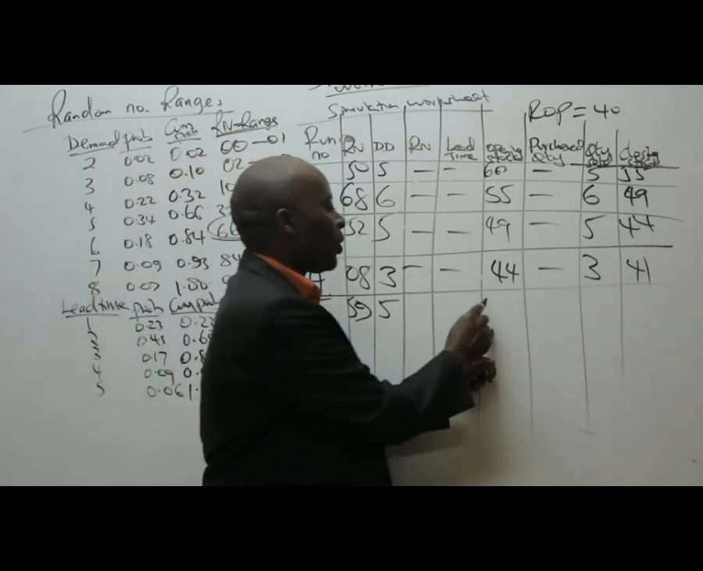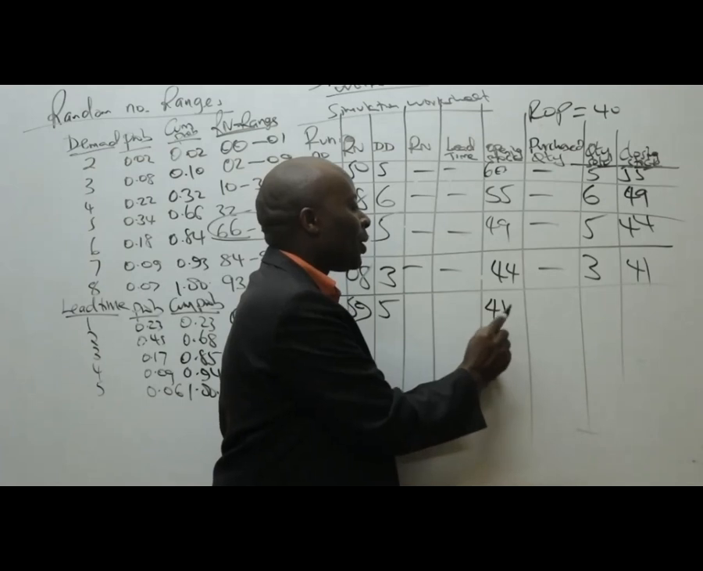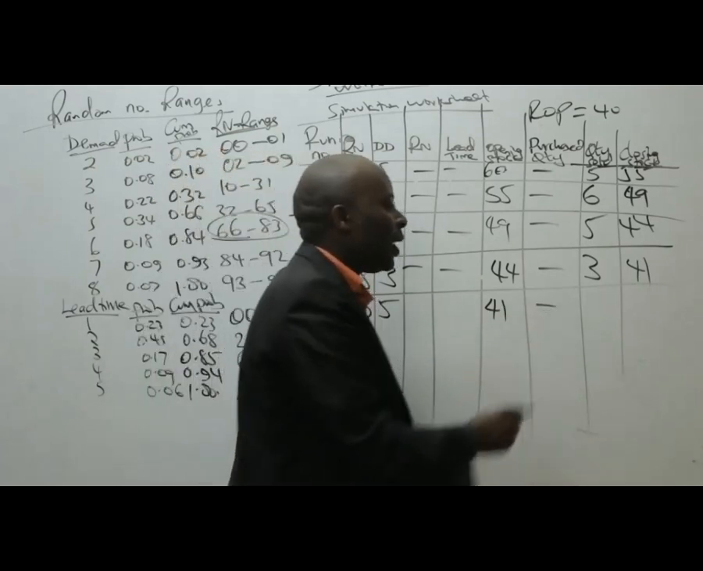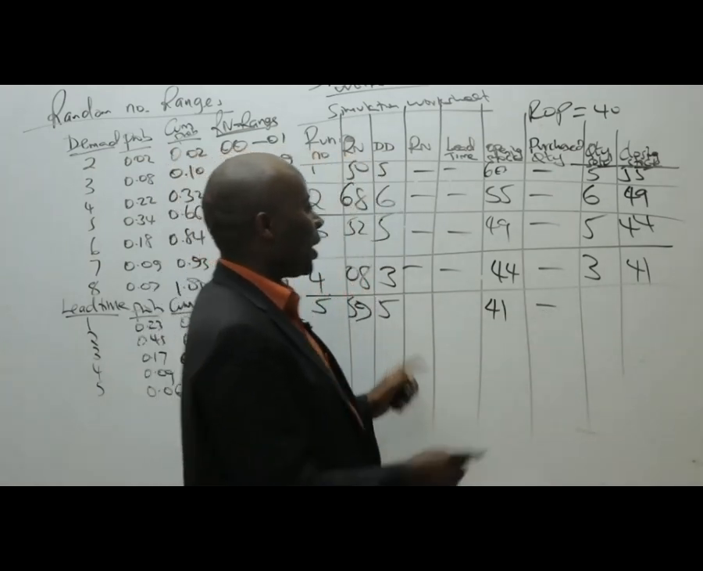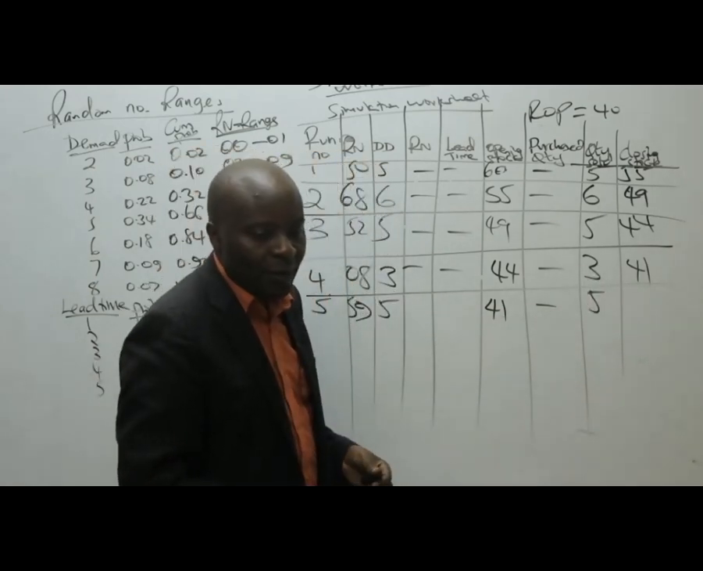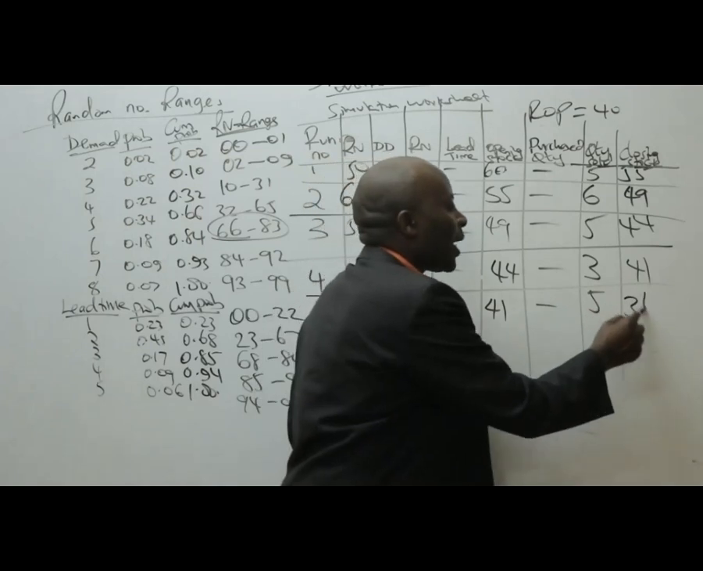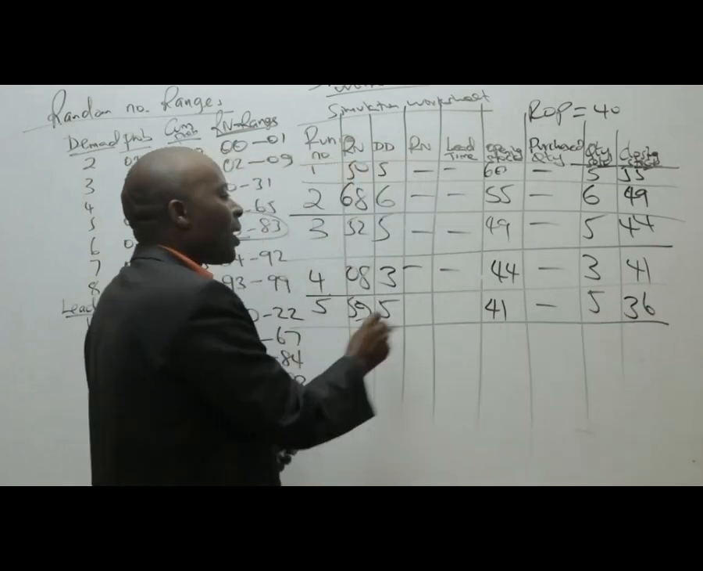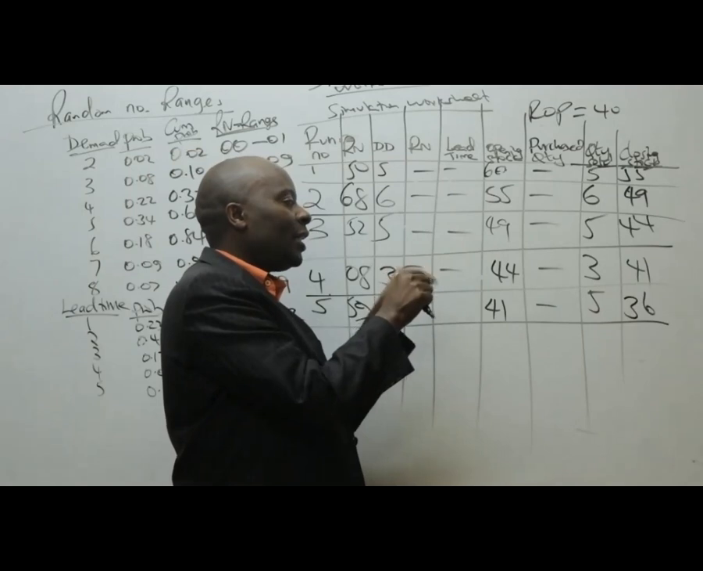So in this case here, closing stock brought forward as my opening stock is 41. I'm not receiving any units. How many do I sell? I sell 5. So if I sell 5, 41 minus 5 gives me what figure? 36.